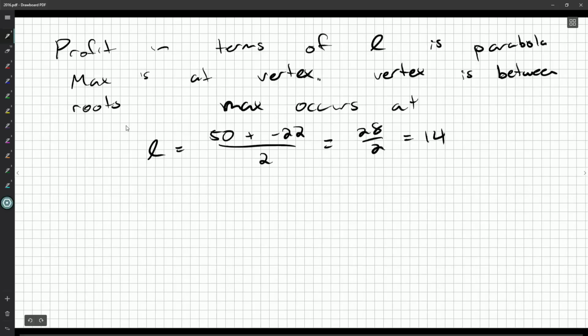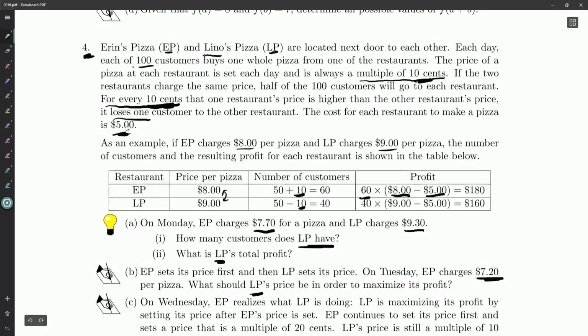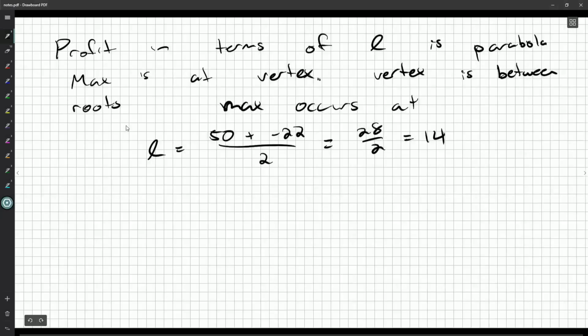So what did they want? They wanted the price or the profit. What should Lino's price be to maximize profit? LP should charge... we'll convert it to cents. We'll keep it in cents. Doesn't really matter.